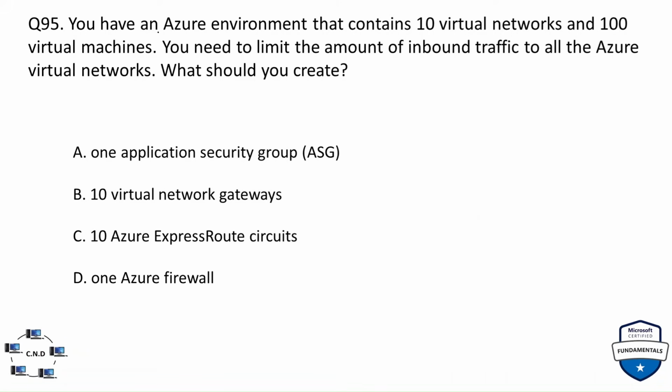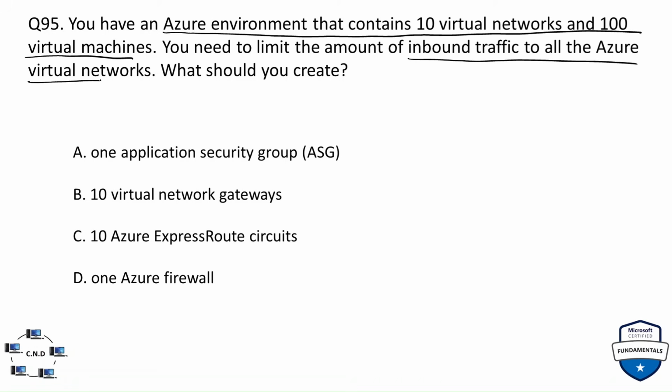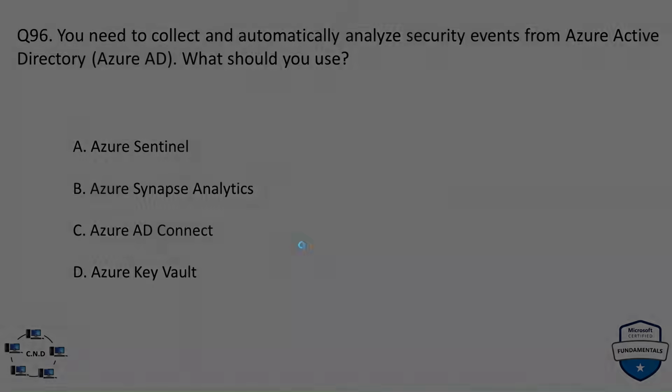Question number 95: you have an Azure environment that contains 10 virtual networks and 100 virtual machines. You need to limit the amount of inbound traffic to all the Azure virtual networks. What should you create? The options are A, one application security group, that is ASG, B, 10 virtual network gateways, C, 10 Azure ExpressRoute circuits, and D, one Azure Firewall. And the correct option is the Azure Firewall.